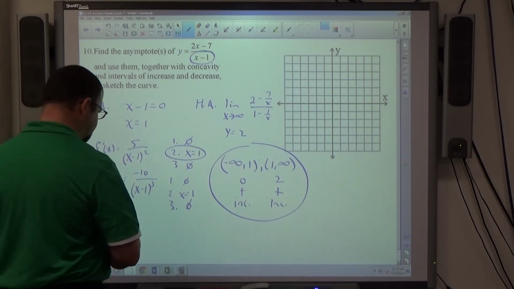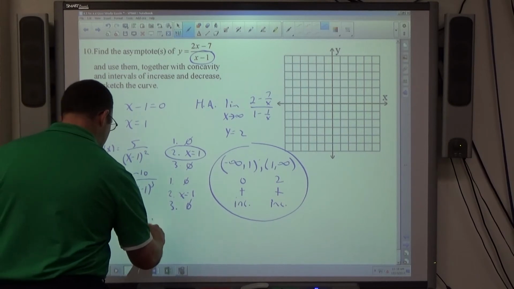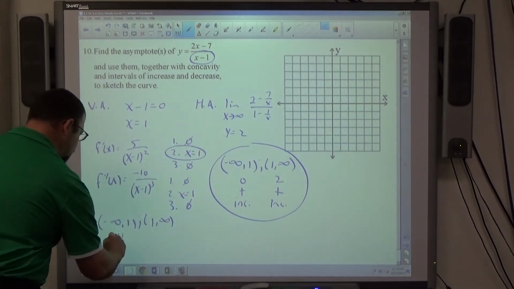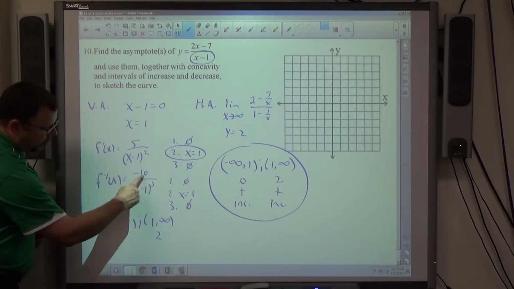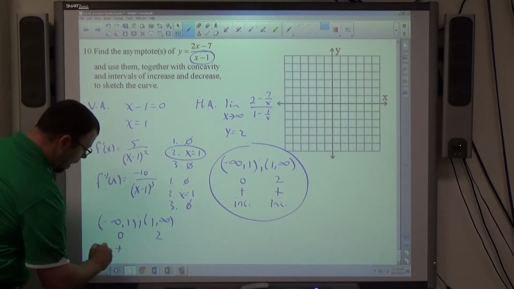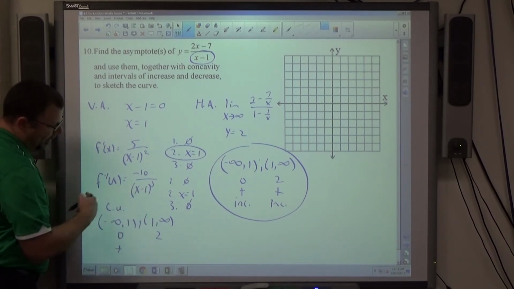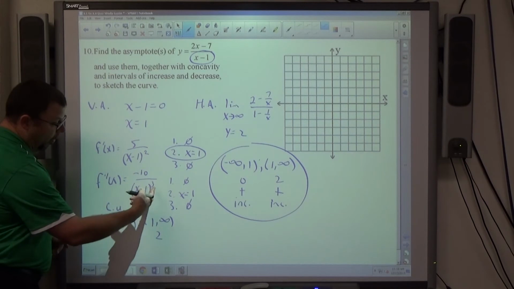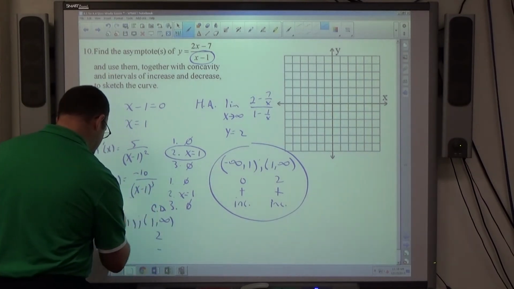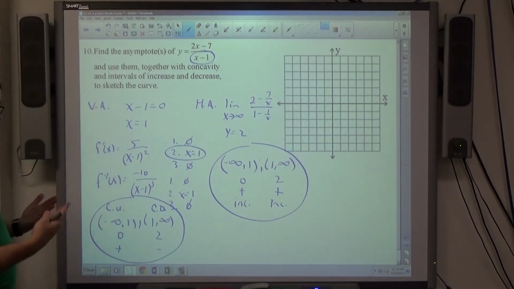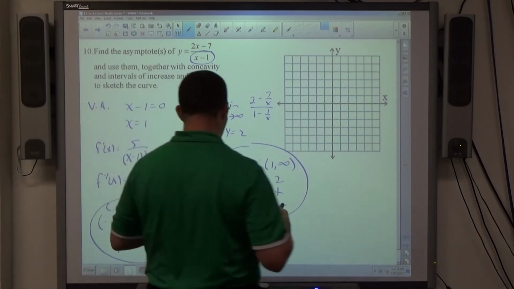So, if I set up my intervals from negative infinity to 1 and 1 to infinity, test point of 0 and 2. 0 minus 1 is negative 1, cubed is negative 1, negative 10 over negative 1 makes a positive, so it's concave up. If I put 2 in, 2 minus 1 is positive 1, 1 cubed is 1, negative 10 over 1 is negative, so it's concave down. That tells me there would be an inflection point at 1, but again, there's no point at 1. All right, so I didn't get any actual values here out of this.